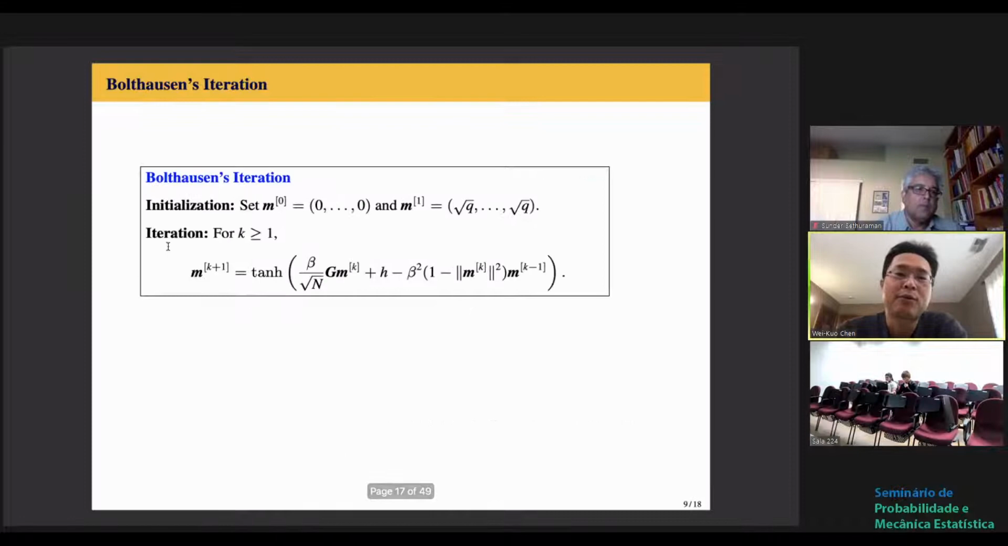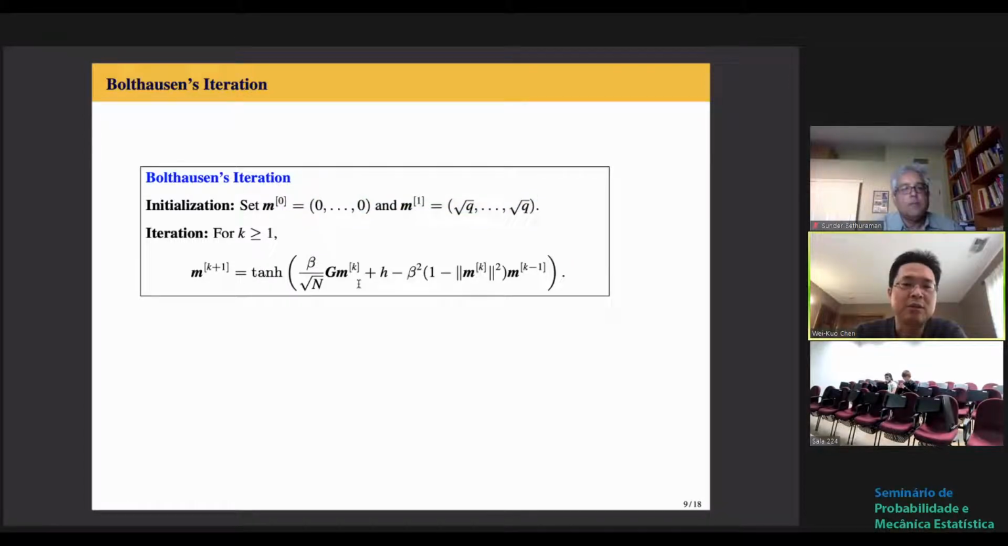And Bolthausen's idea essentially is the same, right? Just as what I said, you just do iteration, but the iteration has to be slightly smart enough, all right? So initialization is not really that important. This initialization just is not super important. You can choose anything else, that is also fine.